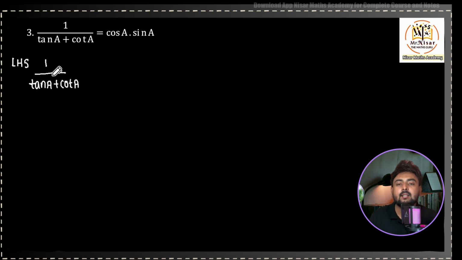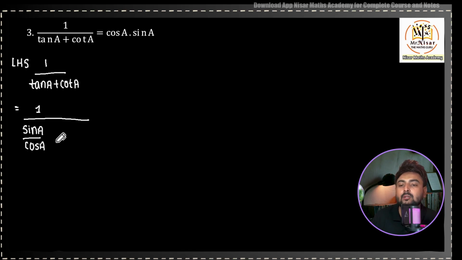So children, see, a lot of times I have told you, again I am repeating, always try to convert the question in the form of sine and cos. So what is tan? Can I say that tan is sine by cos? So tan a, I can write it as sine a by cos a. And what is cot? Cot is cos a by sine a.